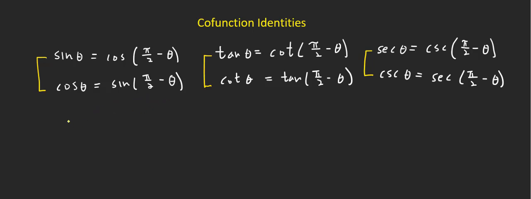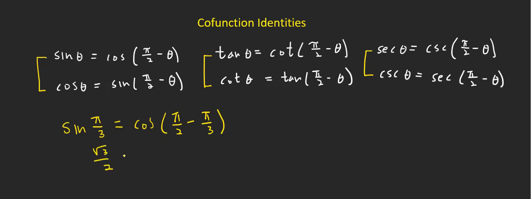So for example, if you have sine of pi over 3, what is theta? Theta is pi over 3. So that's going to be the same thing as cosine of pi over 2 minus, what is theta? Well, theta is pi over 3. Are they really equivalent? Well, let's check. What is sine of pi over 3? Sine of pi over 3 is radical 3 over 2.